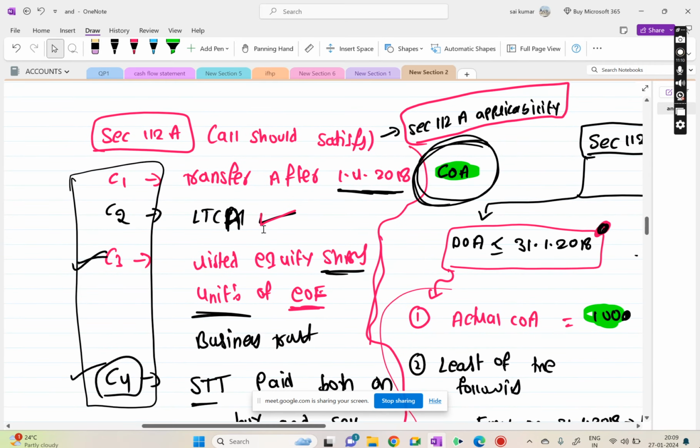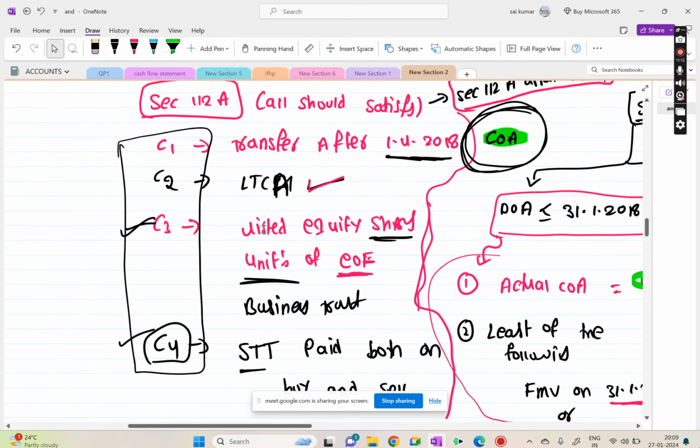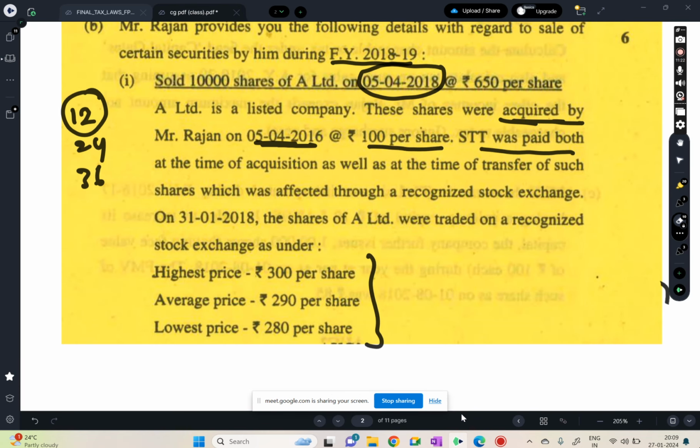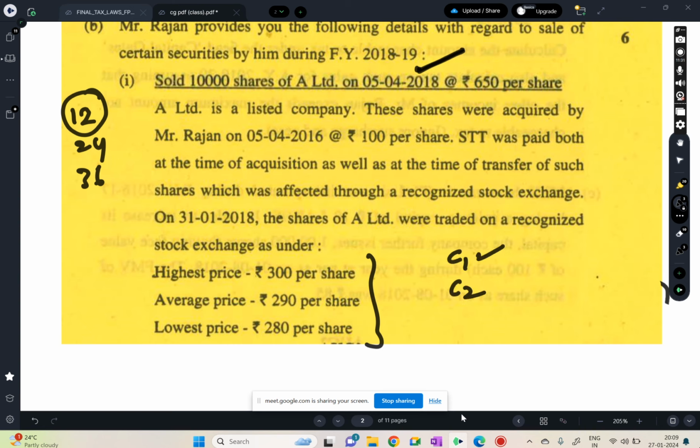Yeah, so you see these are the conditions: condition 1, condition 2, condition 3, condition 4. The transfer should have happened after 1/4/2018. Satisfied or not? When did the transfer happen? 5/4/2018. So condition 1 is satisfied. What is condition 2? So all the conditions are satisfied.